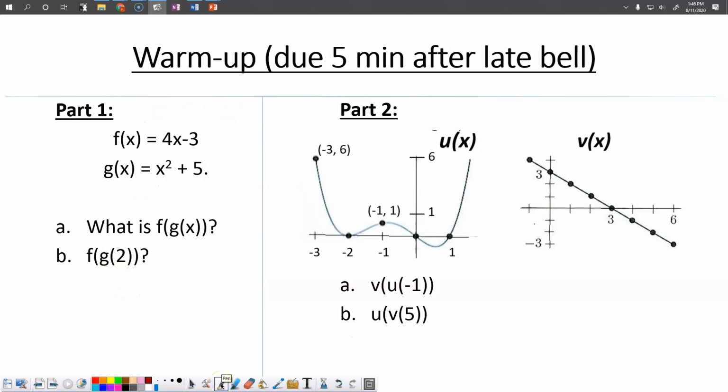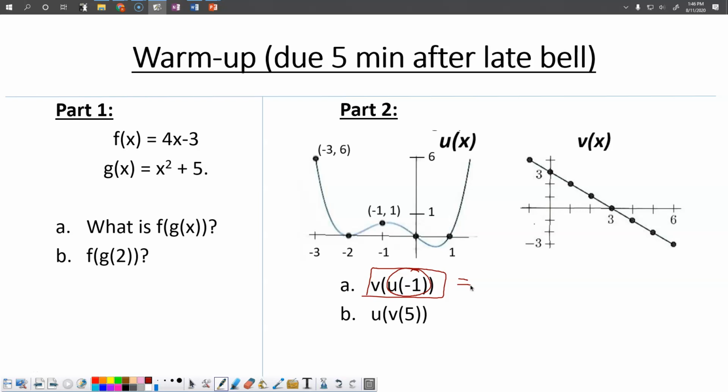Over here, we're doing something quite similar, but instead of working with actual equations, we're working with graphs. So let's go ahead and take a look at Part A here. They want us to find what is v of u of negative 1. Well, you start by working on the inside here. So let's do that first. Let's find out what u of negative 1 is.